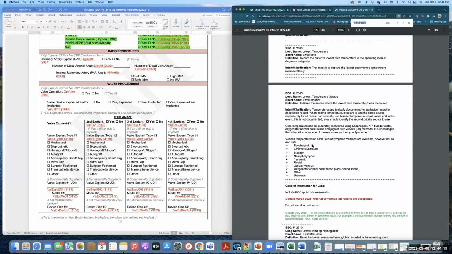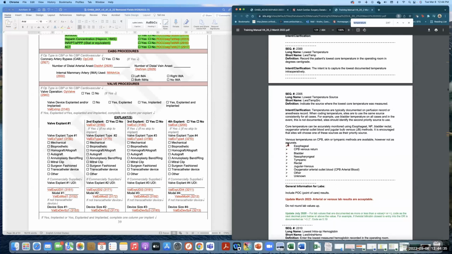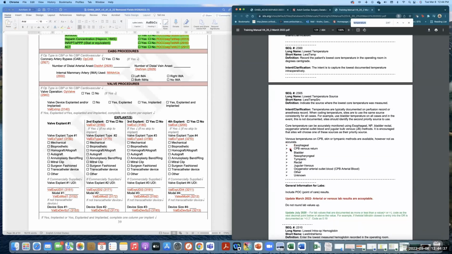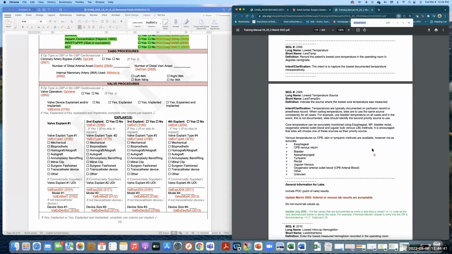I think that's good information. Just to ease any concern, we will be providing very clear definitions on both of those fields. And for adult cardiac, you can expect that this definition will be pulled over for the lowest core temperature, and we'll provide information about your sources, right? Like Melinda said, esophageal, CPP, venous return, bladder, nasal, pharyngeal, etc.